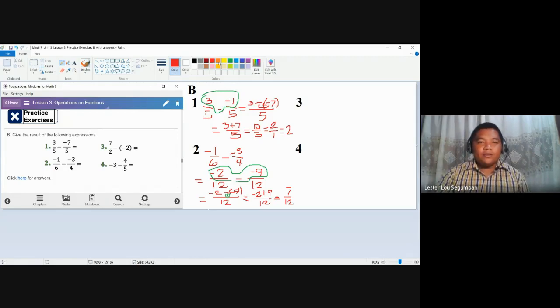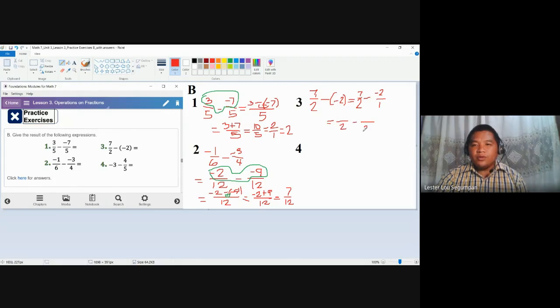Moving forward to number 3. So you have 7 halves minus negative 2. We could express negative 2 as a fraction of denominator 1. So you have negative 2 over 1. Make the two fractions similar. We will use denominator 2. So we still have 7 here, and we have negative 4.